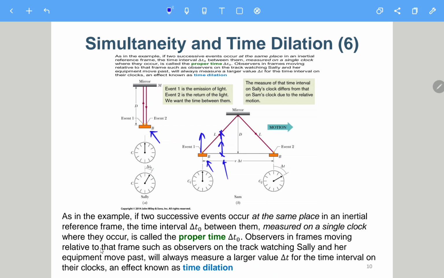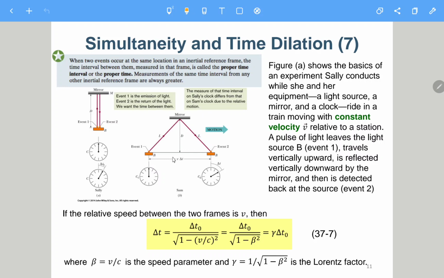So an observer in a frame moving relative to the other frame, such as an observer on the track watching Sally and her experiment move past, will always measure a larger value, delta t, for the time interval. So delta t is always larger than the proper time. This is the so-called proper time, delta t0, for a single reference frame without moving. You use a single clock to measure the time. And this one is the time measured by two clocks for the object moving past those clocks. This effect is known as time dilation. 所以就时间膨胀嘛，这个就是比那个大。How do we derive this equation?